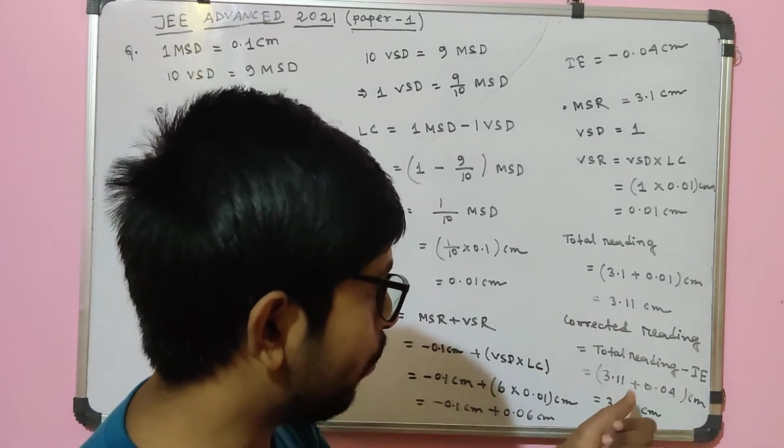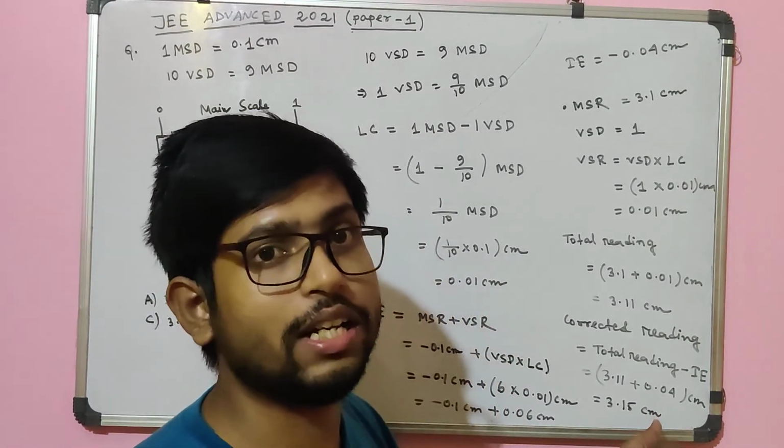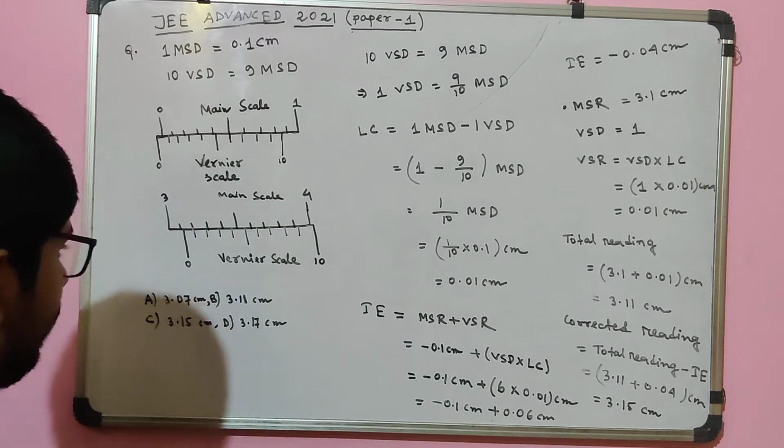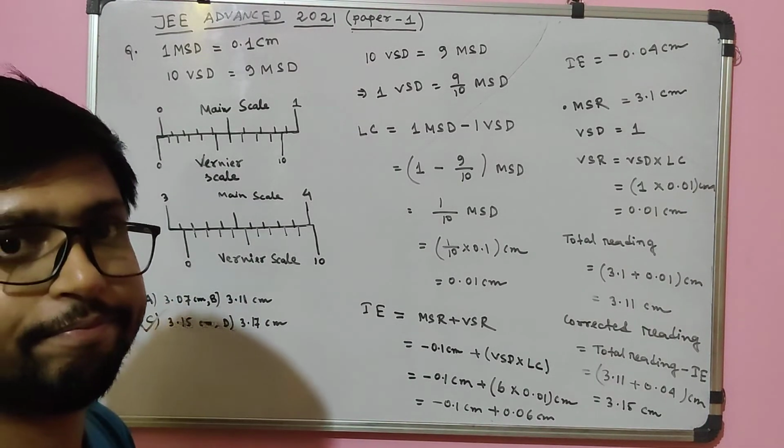So from the corrected reading, we find that the diameter of that spherical ball is nothing but 3.15 centimeter, and so the correct option is option C.